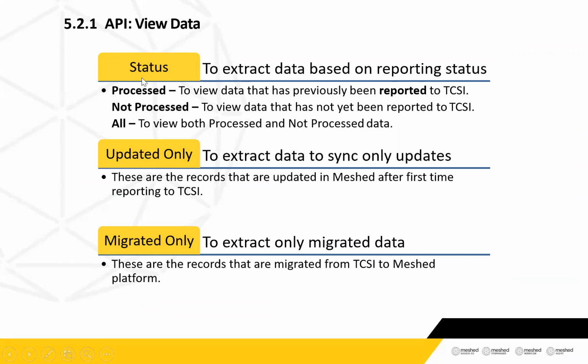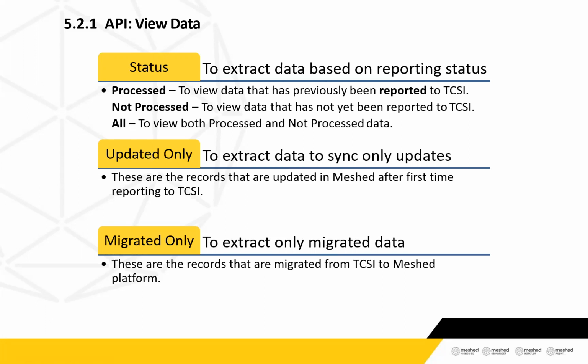So first is status. Status is nothing but the actual or current status of that particular record. There are 3 values for that: processed, non-processed, and all. Processed means data is already reported to TCSI. Not processed means data was never reported to TCSI. And then there is all, which is a combination of both of them.